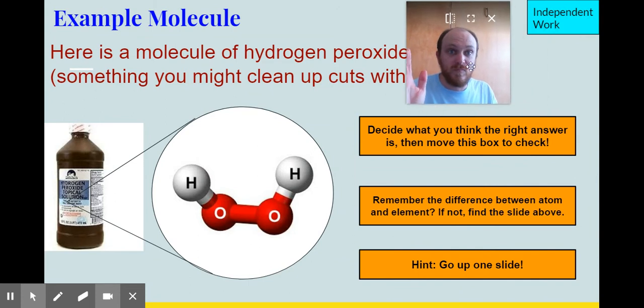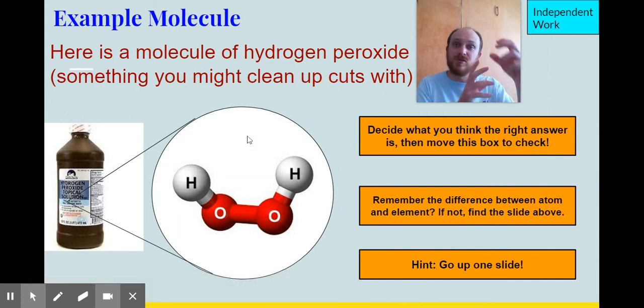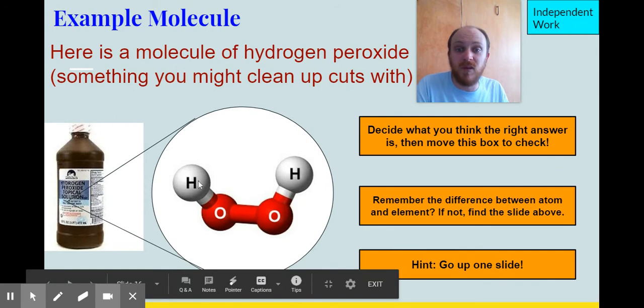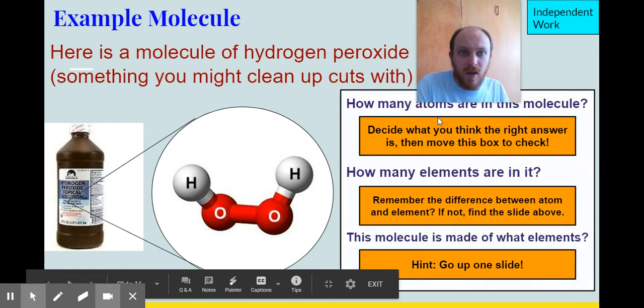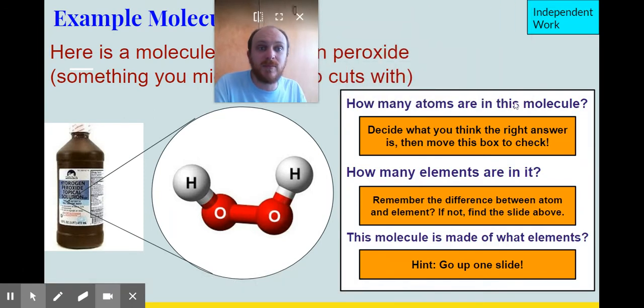Okay, so real quick, here's the molecule of hydrogen peroxide, something you might have under your sink, in the cabinet. Keep it in the dark, and you might wipe your cuts with it. This is the picture of one molecule of hydrogen peroxide. I want you to think about how many atoms are in this molecule? How many elements are in it? Remember the difference between atoms and elements?